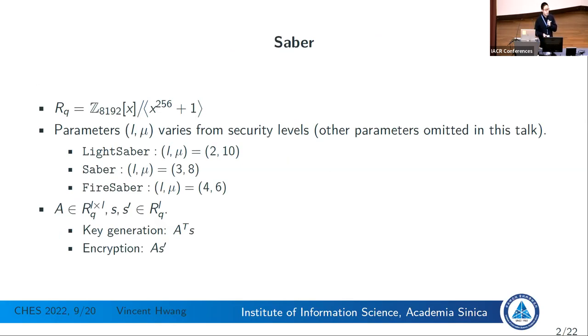Saber is a finalist of the third NIST PQC standardization. The authors propose three parameter sets. In this talk, we'll only focus on the parameters L and mu, where L refers to the dimension of the matrix, and mu is related to the maximum possible value of the secret polynomial. In Saber, the most time-consuming operation is to multiply the public matrix A by secret vectors S and S prime. In key generation, we multiply the transpose of A and S, and in encryption, we multiply A by S prime.